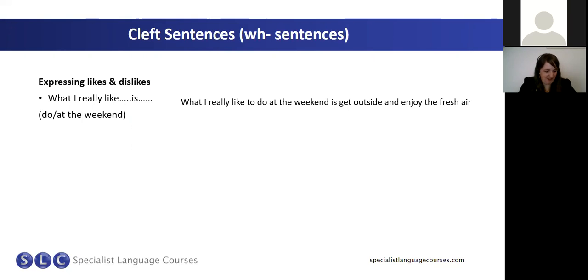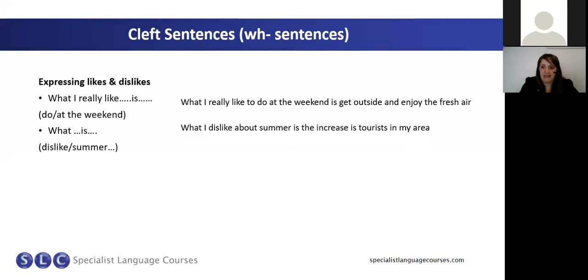Okay, let's have a look at another example. Now this time we have less information. This time we're going to talk about things that you don't like. So we've got the verb dislike and our topic is summer. So my example, what I dislike about summer is the increase in tourists in my area. It gets very busy and very crowded.